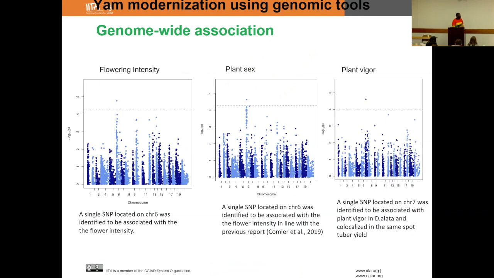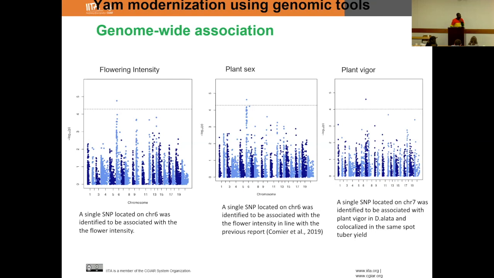We also made use of GWASpoly, which is a tool developed by the polyploid team. We used 4 different models: the general, additive, dominant, recessive, and also a dominant alternative. We were also able to identify regions controlling flower intensity, plant sex, and plant vigor, including some other key traits.